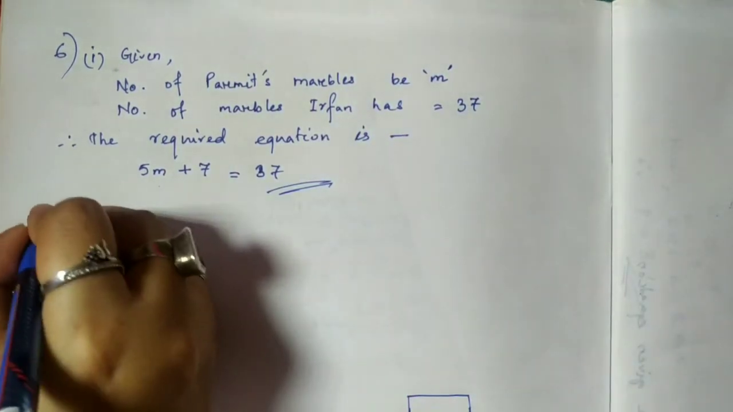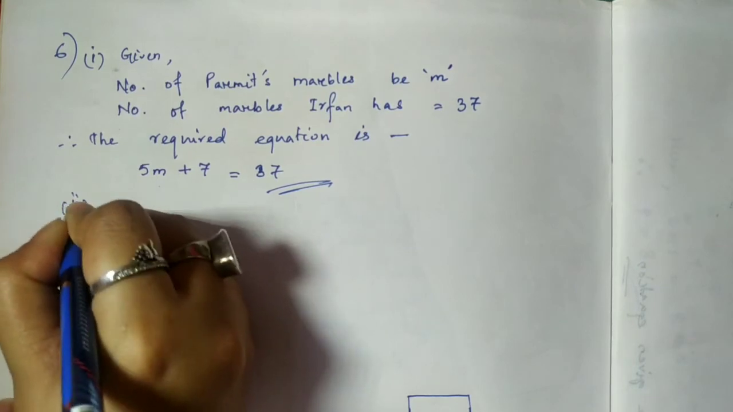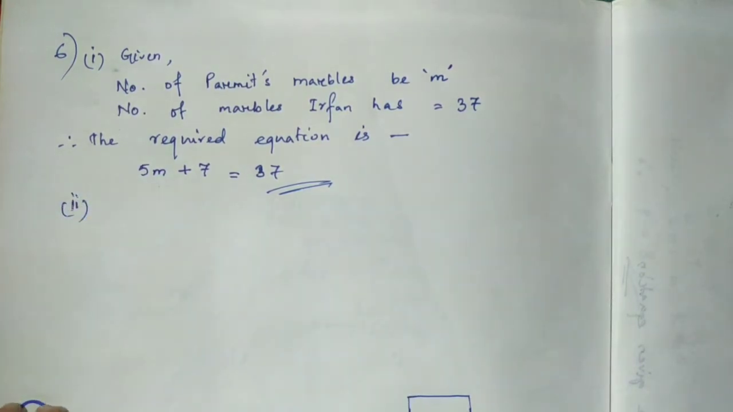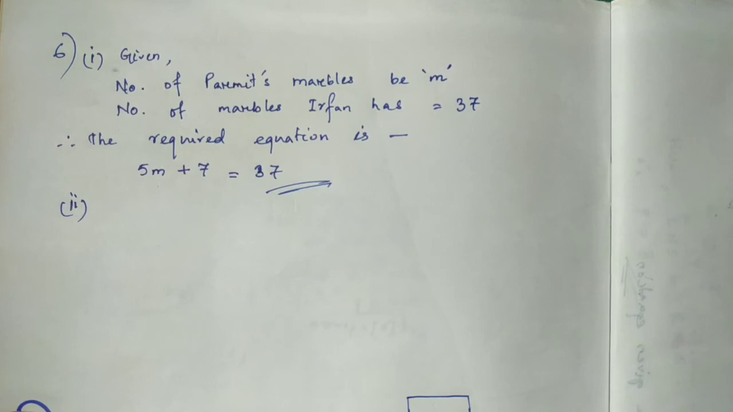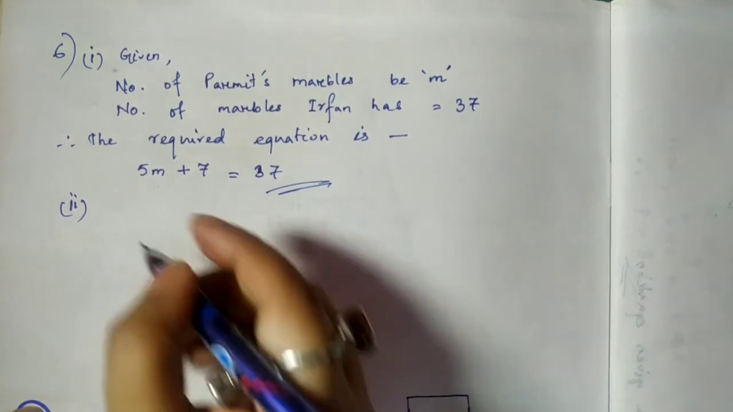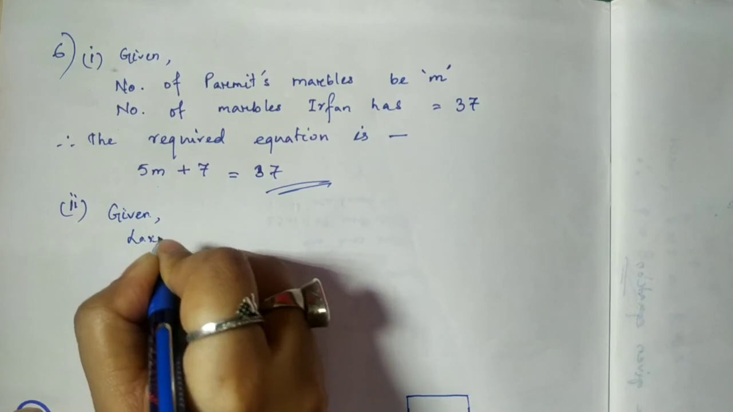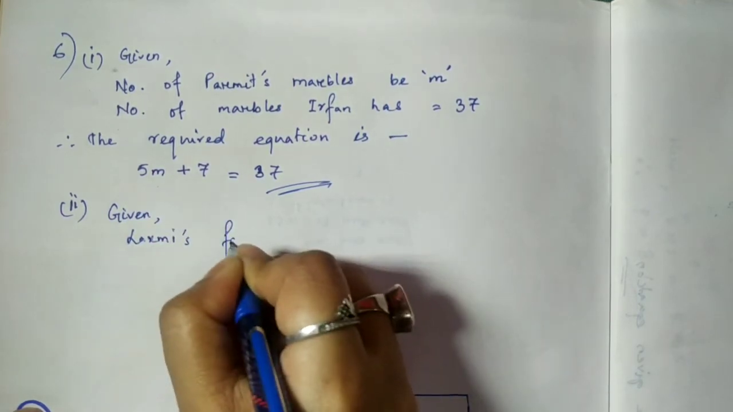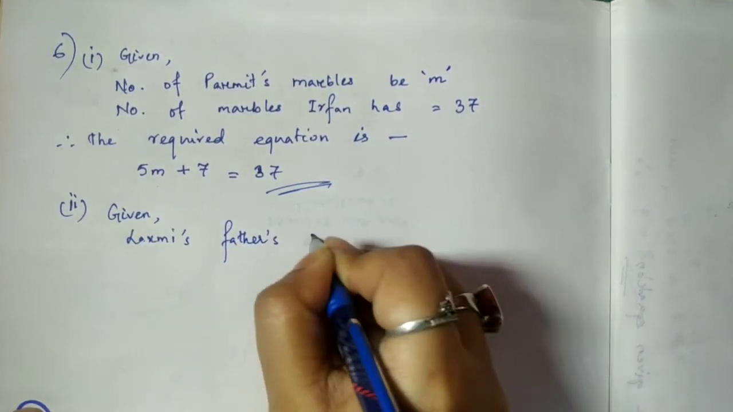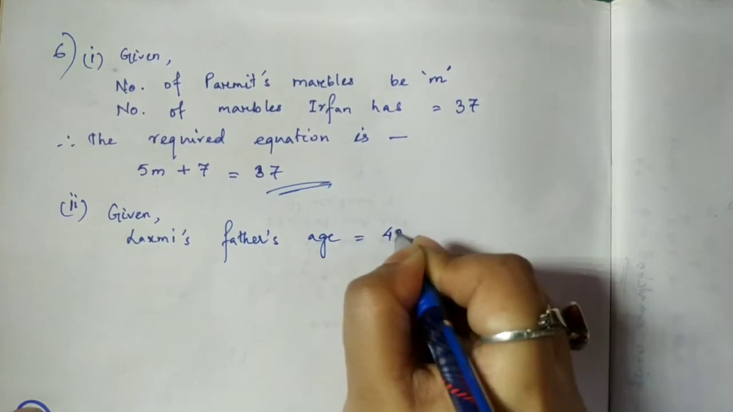I'll show you one more, that is question number 2 of this question number 6. See here, Lakshmi's father is 49 years old. What is the first thing given here? Lakshmi's father's age. He is 4 years older than 3 times Lakshmi's age. Take Lakshmi's age to be y years. Here also it's mentioned what the variable has to be taken as. So given Lakshmi's father's age is equal to 49 years.